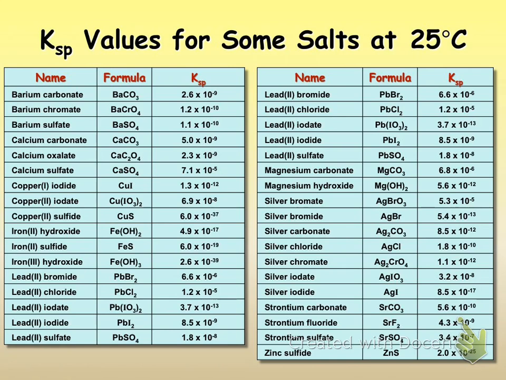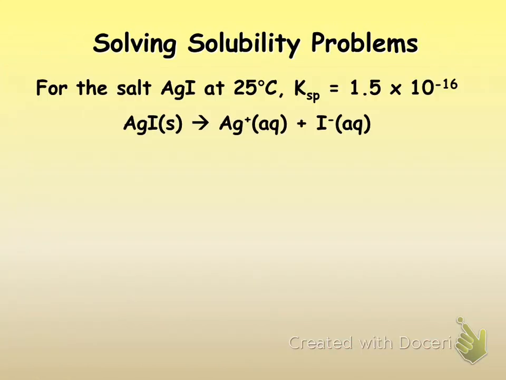Just like we have equilibrium constants for weak acids and weak bases and other materials, we have equilibrium constants for solubility products. So we call that a Ksp. The smaller the Ksp, the less soluble this material is going to be in water at 25 degrees Celsius. The higher it is, then the more soluble it is at 25 degrees Celsius. So let's do a problem to figure out exactly how soluble something is.